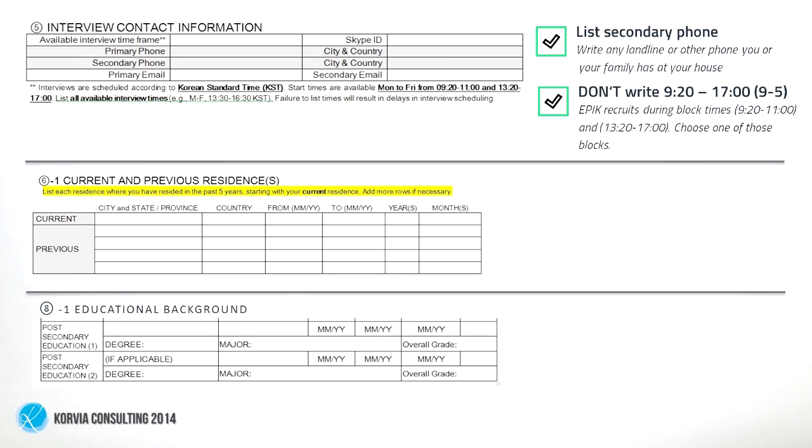If you look at it, it says start times are available Monday to Friday, 9:20 to 11 and 13:20 to 17. So don't just write, oh, I'm free that whole entire day, I'll just put 9 to 5. Don't do that. It doesn't look that great to them. So choose one of those blocks, either the 9:20 to 11 or the 13:20 to 5, okay? So you can write that down. Like I said, don't schedule the whole day. It just looks kind of not good. So choose one of those blocks.